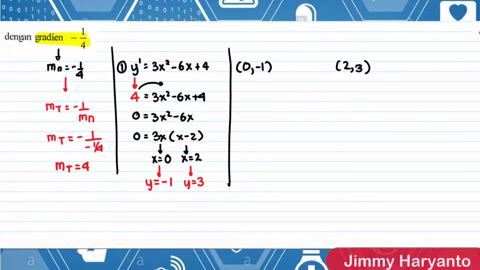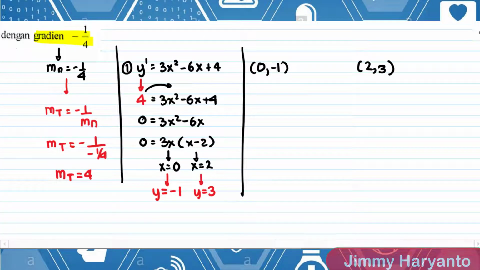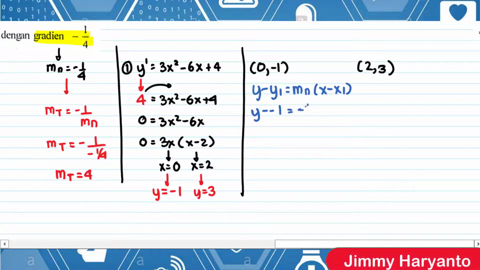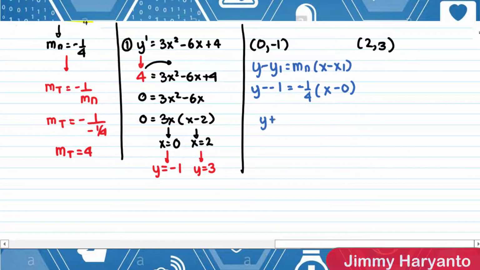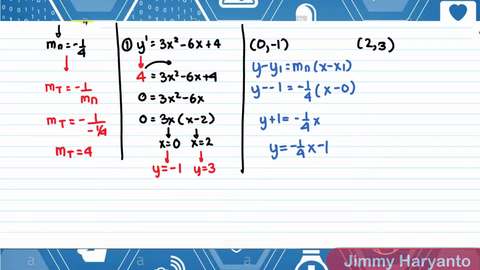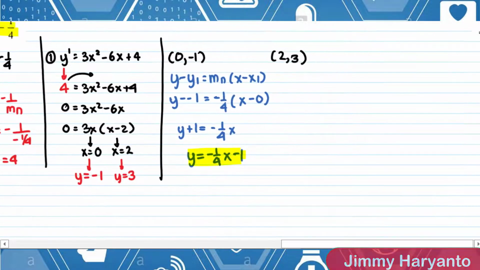That means we will have two normal lines. For the first one, y minus y1 equals to m normal times x minus x1. Yeah, so y minus y1, minus 1, equals to the gradient of normal, negative 1 over 4, times x minus x1, which is 0. So y plus 1 equals to negative 1 over 4x. Y equals to negative 1 over 4x minus 1. This one is the first normal line.